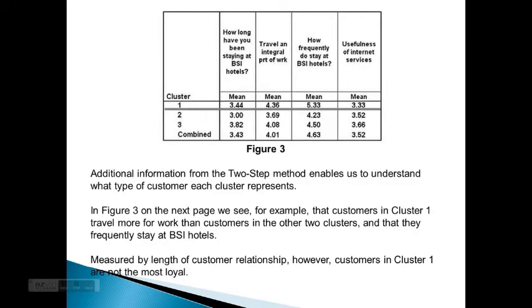Additional information from the two-step method enables us to understand what type of customer each cluster represents. In Figure 3 on the next page, we see, for example, that customers in cluster 1 travel more for work than customers in the other two clusters. They frequently stay at BSI hotels. Meanwhile, measured by the length of customer relationship, however, customers in cluster 1 are not the most loyal.